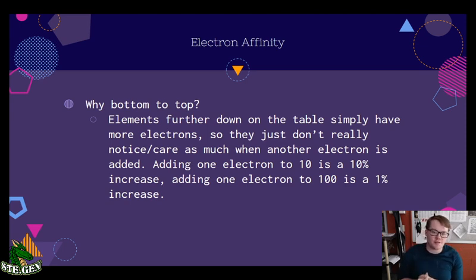The elements further down the table just have more electrons, so they don't notice as much, just like with ionization energy. Adding another electron to it is kind of like, if you've ever been in a situation where you've gotten something for the first time, or you've won an award for the first time, it feels really, really good. But then when it's happened the 50th time, you don't really get as excited about it.